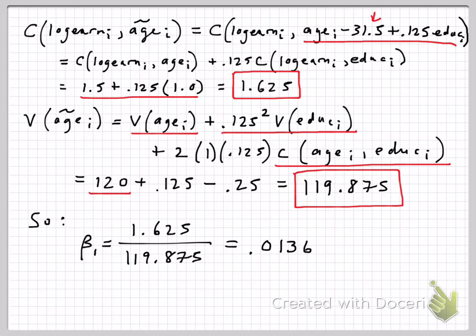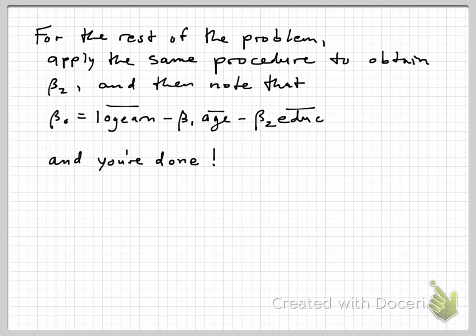So we end up then plugging this all back in. We put the covariance in the numerator there. We put the variance of the x variable in the denominator there, and we get that beta 1, which recall is the slope coefficient on age in the earnings regression, is 0.0136. So in this little data set, one more year of age is associated with an increase in earnings of about 1.4%, holding education constant.